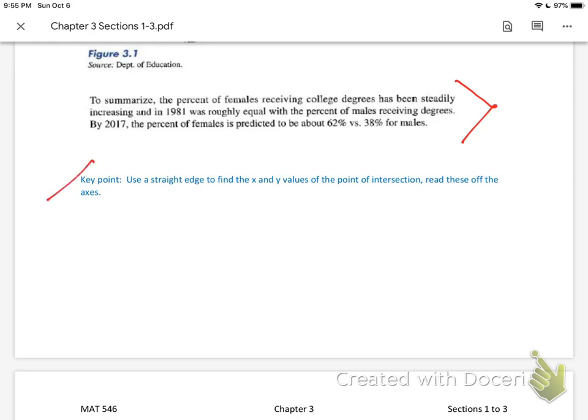Now, the key point is you're going to use a straight edge to find the x and y values at the point of intersection, and be careful about reading these off the x-axis. Make sure you know what your units are and what your increments are. You can do this algebraically as well, but in this situation we only have a graph. We're going to rely upon our ruler to get us our values.